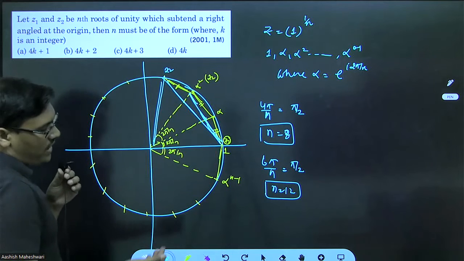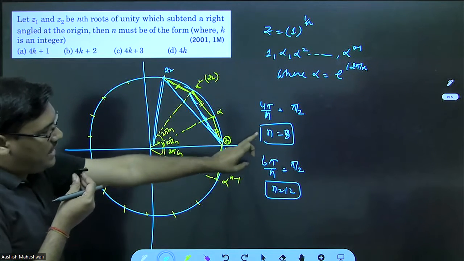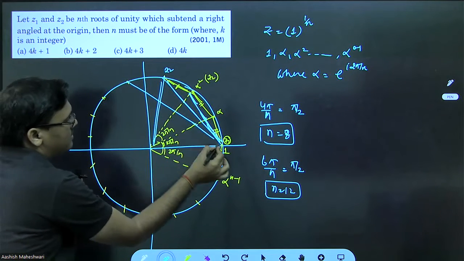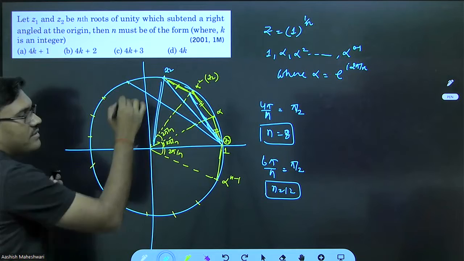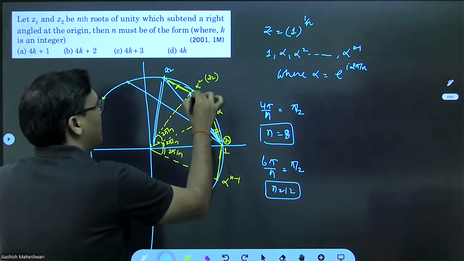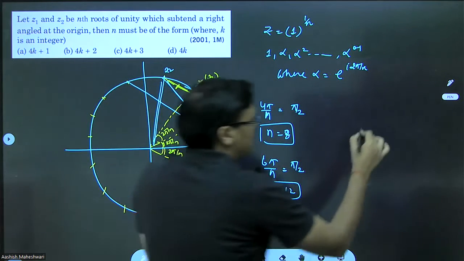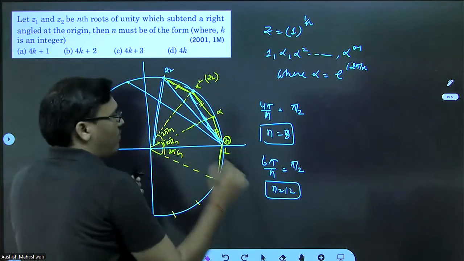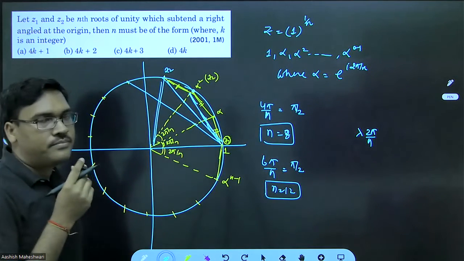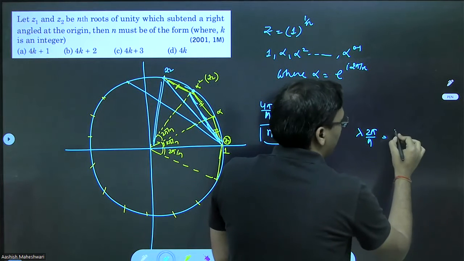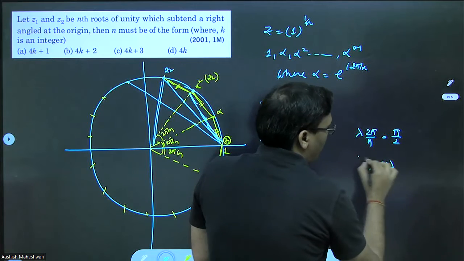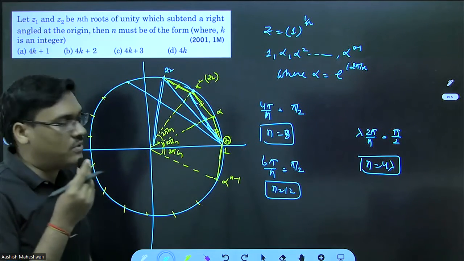Correct? So what can we say here? All these numbers, if I take any two complex numbers, they will subtend some angle, a multiple of 2 pi by n. And it is given that this angle is equal to pi by 2. So what is n? n should be equal to 4 lambda. n will always be a multiple of 4.